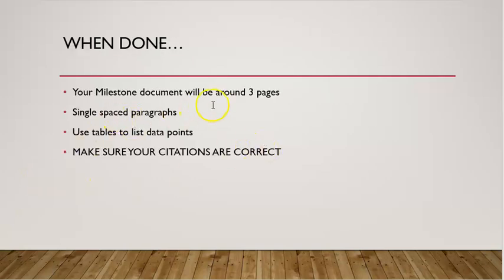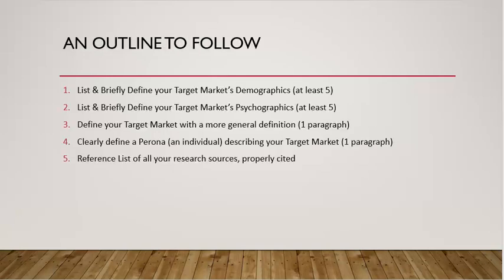When you're done, your milestone document will be around 3 pages long, single-spaced paragraphs. Use tables to list data points, good idea, and make sure that your citations are correct. Nothing in your Milestone 1 is assumed information. It is coming from research, so nothing should be made up here, okay?